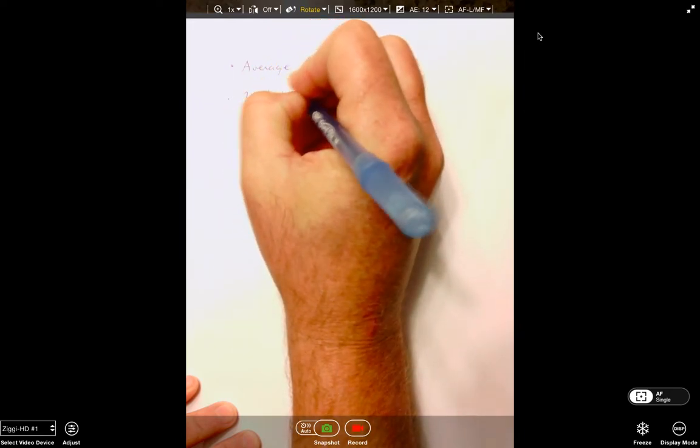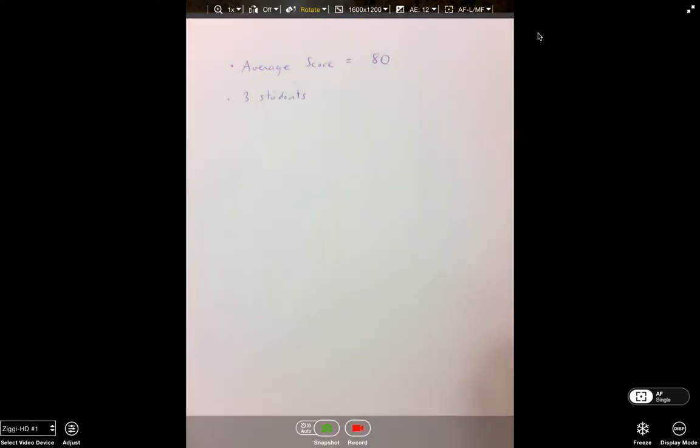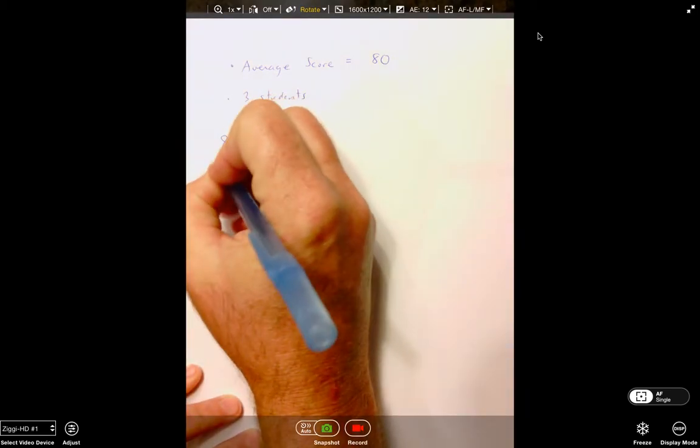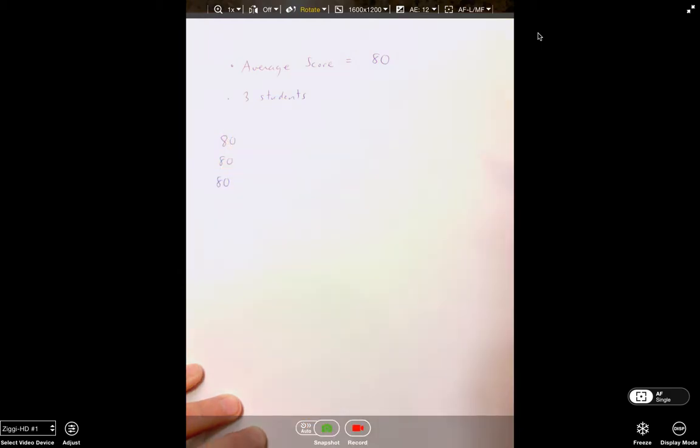And I tell you furthermore that my class was very small and had only 3 students. Now, what could you tell me for sure? Well, some people say, well, I could tell you for sure that somebody scored above 80, somebody scored below 80. Well, not necessarily the case, because all people could have scored an 80.